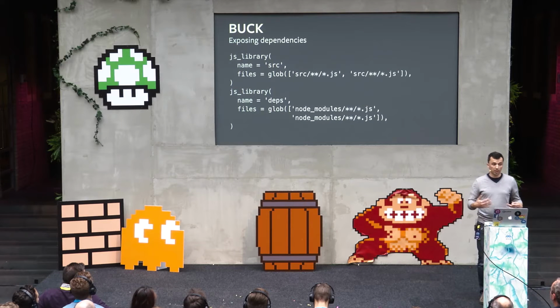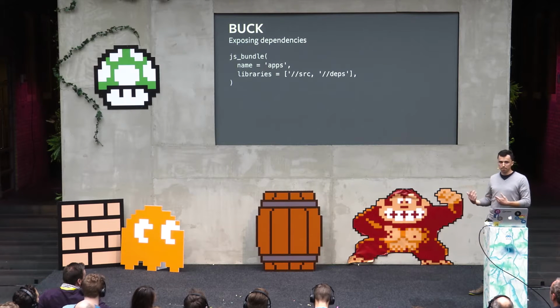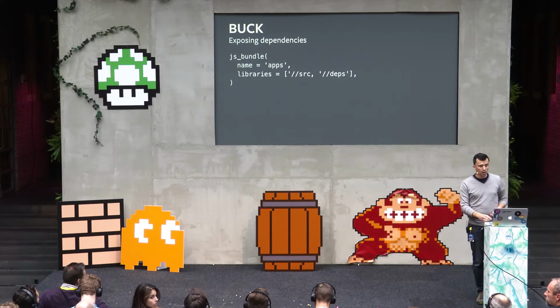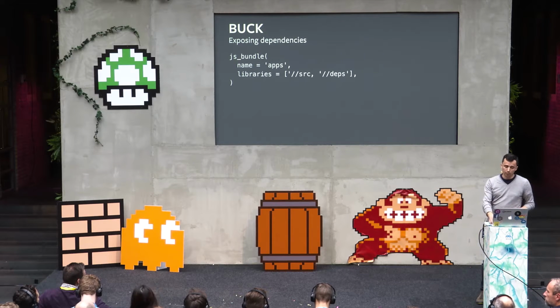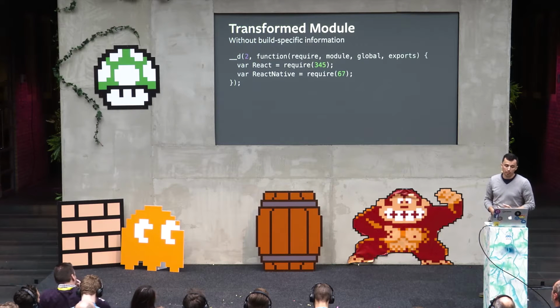And Bug will do all the magic in the background to create single file targets. And your bundle would then depend on these libraries. And that way, we try to make it as frictionless as possible. And the second challenge that I mentioned was having transform modules without any build-specific information in them.